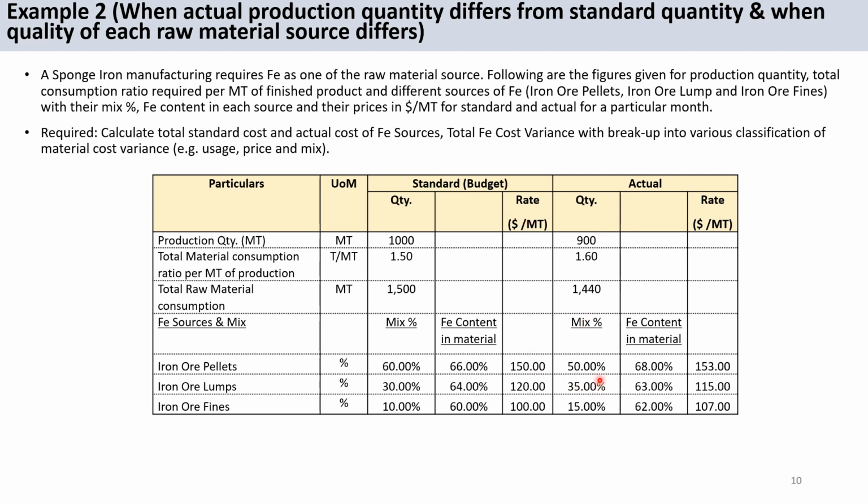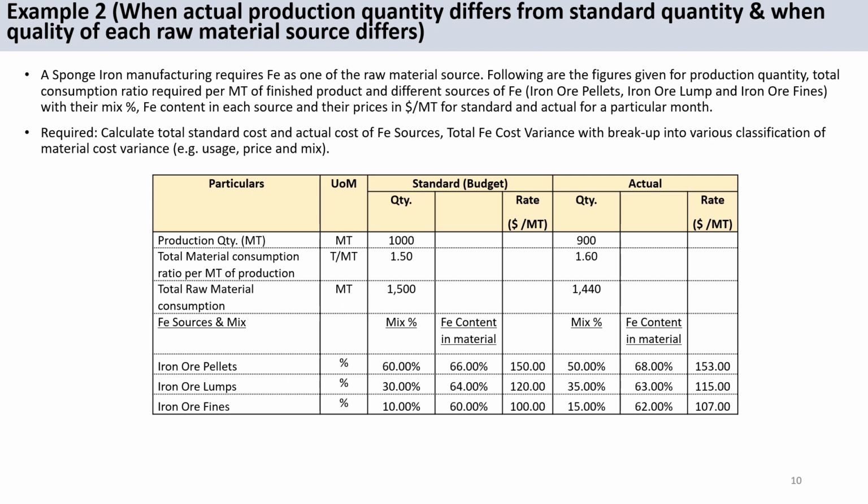Against that, actual, suppose we consumed in the ratio of 50, 35, and 15% respectively for pellets, lumps, and fines. And their Fe content also came different: 68% against a standard of 60% for pellets, 63% against a standard of 64% for lumps, and 62% against a standard of 60% for fines. And rates also differed. Suppose we bought at $153 per ton for pellets, $115 for lumps, and $107 per ton for fines. So here you will find all things are different. Nothing is matching with the standard.